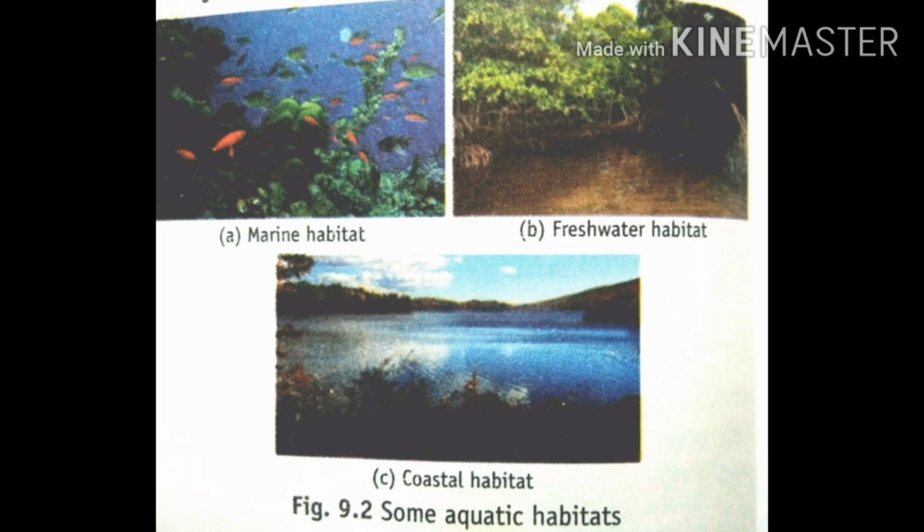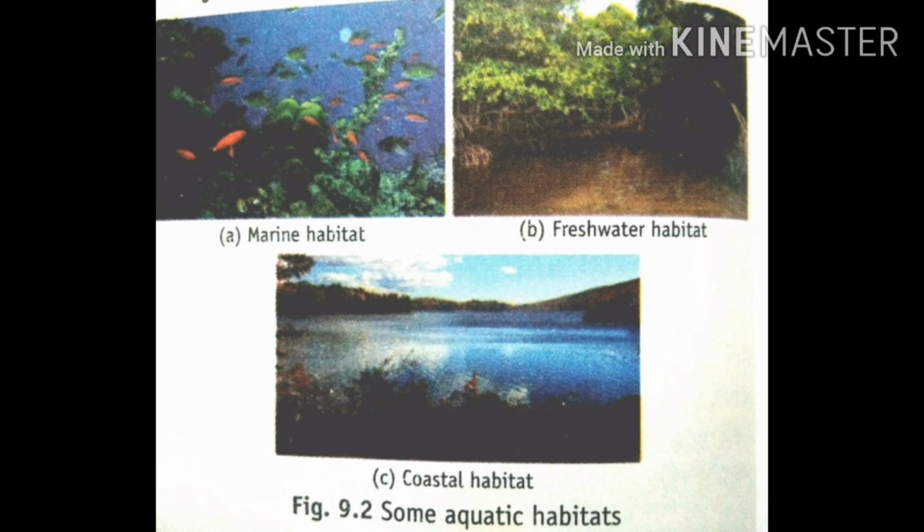First we'll see marine habitats. Marine habitats are saltwater habitats mainly in sea and oceans. The organisms living in marine habitats are whales, sharks, seaweeds and sea turtles. These all live in marine habitats.